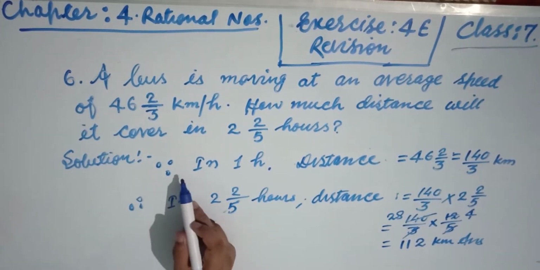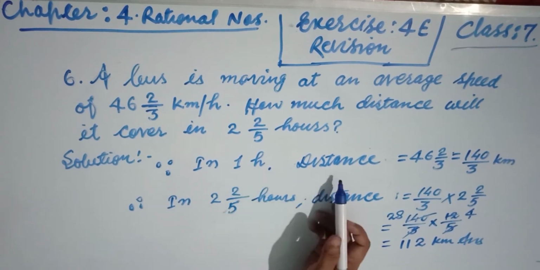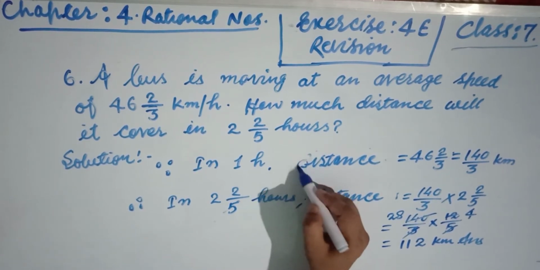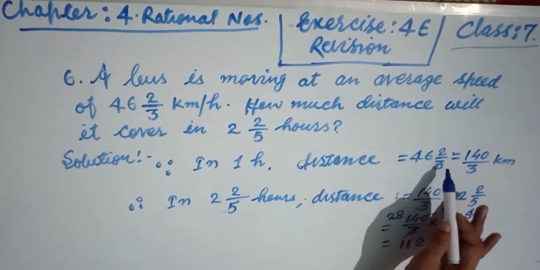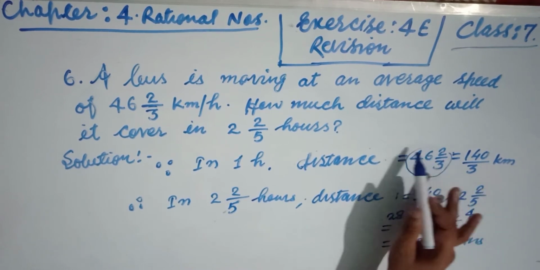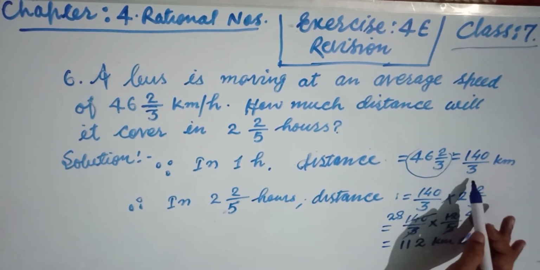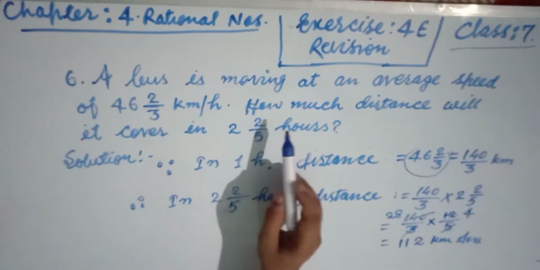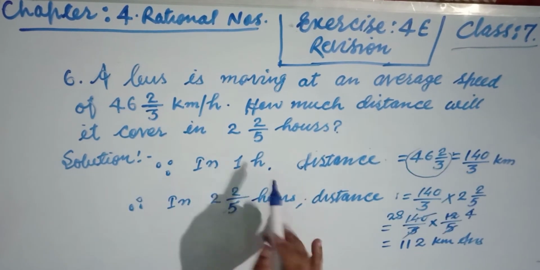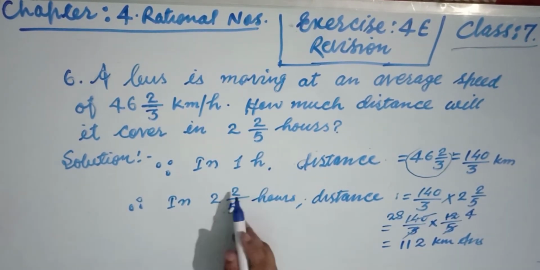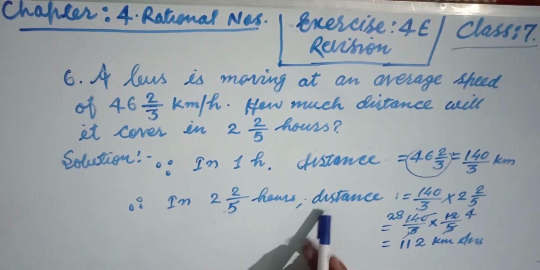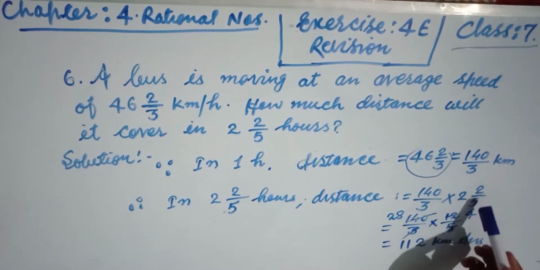So this is why we wrote here: in 1 hour, the distance covered by the bus. We can write that the distance covered by the bus is 46 and 2 by 3. This is a mixed fraction; change it into an improper fraction and we will get 140 divided by 3 km in 1 hour. यानी 1 घंटे में बस इतनी दूरी तय करती है. Now the second statement says how much distance will it cover in 2 and 2 by 5 hours. Suppose 1 hour means this much, then 2 hours, 2 multiplied by this, 3 hours, 3 multiplied by this. Therefore in 2 and 2 by 5 hours, the distance is this multiplied by 2 and 2 by 5.